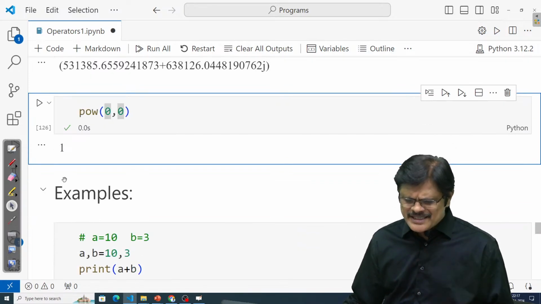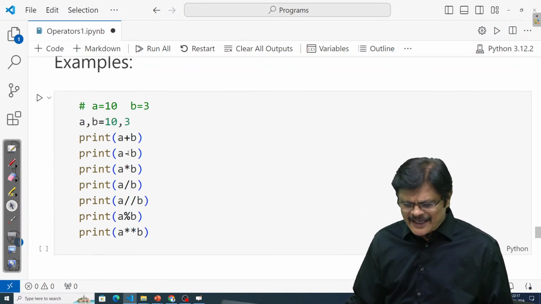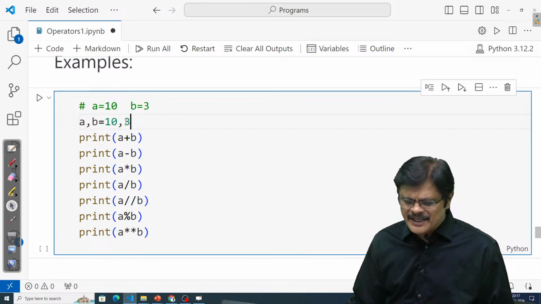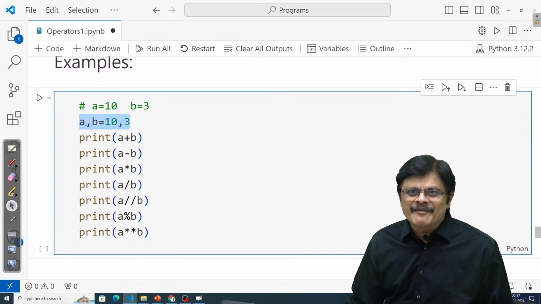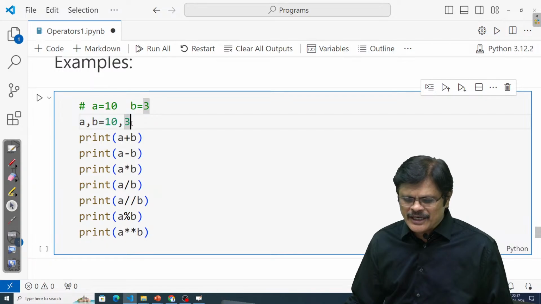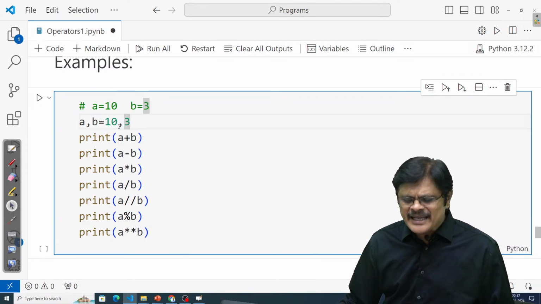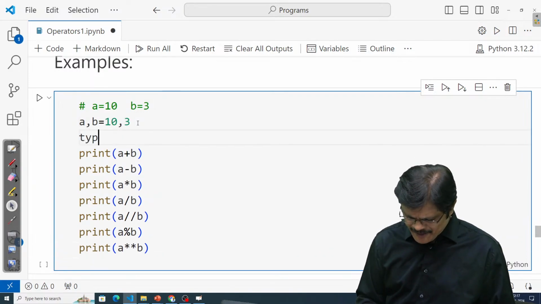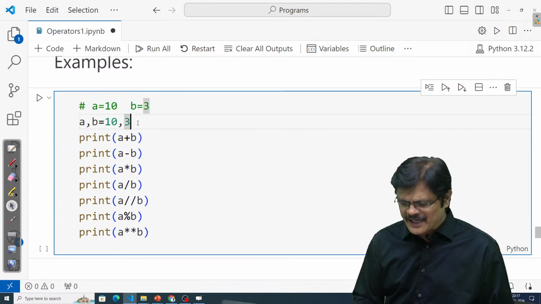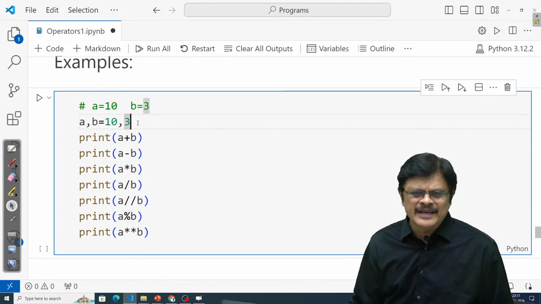So these are the problems, my dear friends. You can try numbers like A is 10, B is 3. Here you can define multiple variables at a time. In Python you can define multiple variables at a time, using a comma separated list with comma separated values. So A is 10 and B is 3 here. Am I clear? And you can check what is the type of A. A will be integer. Type of B, B is integer.